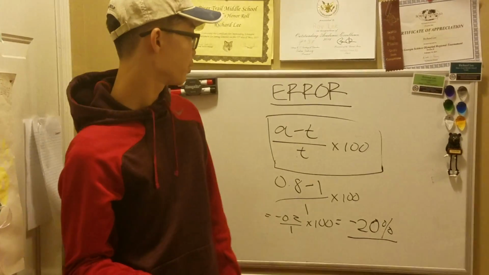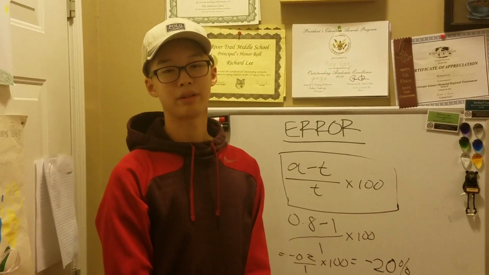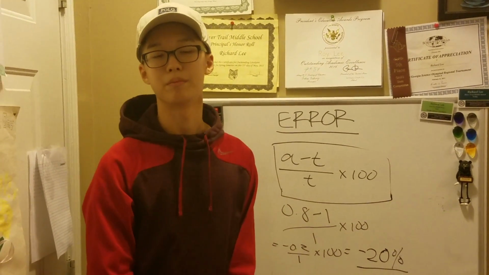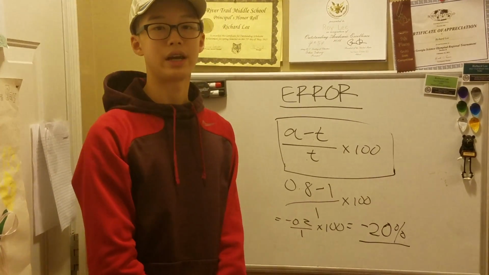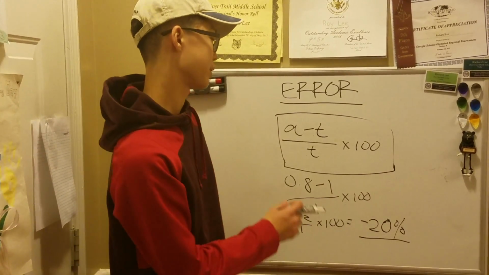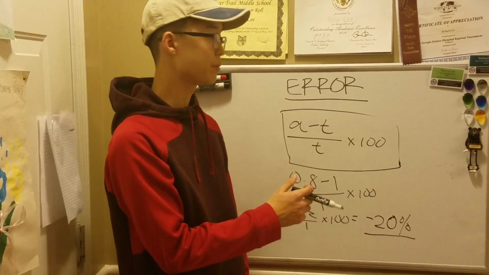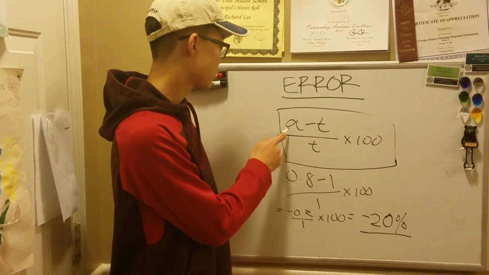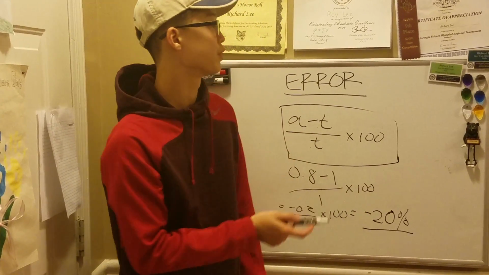To recap our whole lesson today, error is caused by miscalculations in the lab that result in wrong values at the end. And we can calculate this error by using this formula, A minus T over T times 100, to find the percent error in the lab. A is the actual value of what you actually got, and T is the theoretical value of what you're supposed to get.